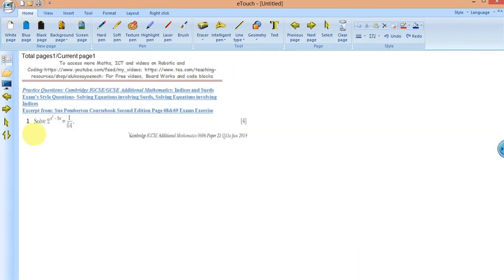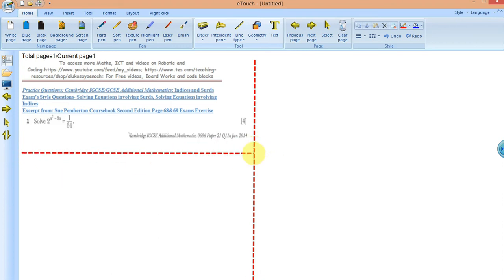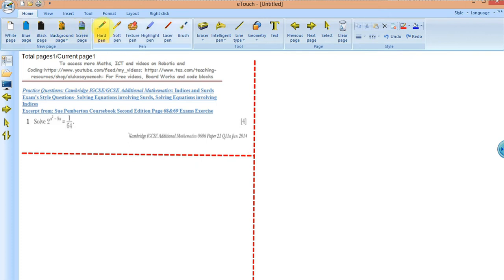Guys, here is the next question. Solve 2 raised to the power x squared minus 5x equals 1 over 64. That is the inverse of 64, guys. Okay, let's go ahead and demarcate the board. So what I'm going to do is express 64 as a product of prime factors. So I have 2 raised to the power x squared minus 5x equals 64 raised to the power minus 1. Don't forget, 1 over 64 is the inverse of 64.